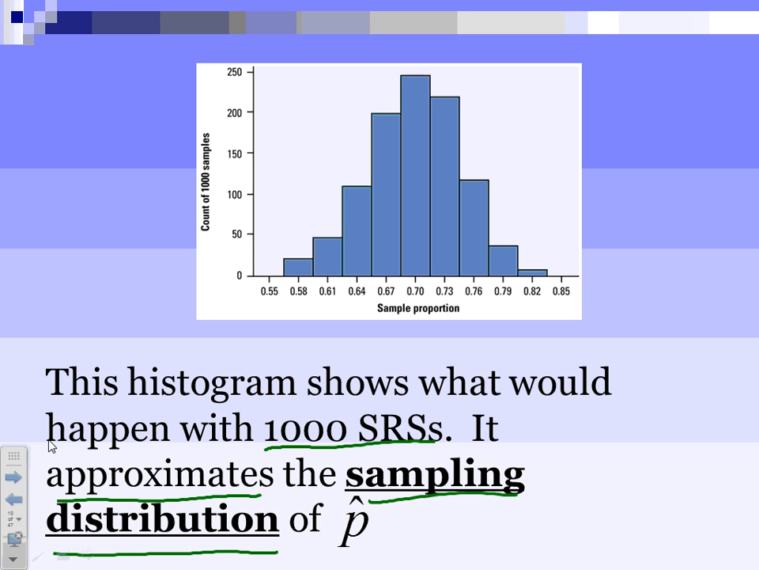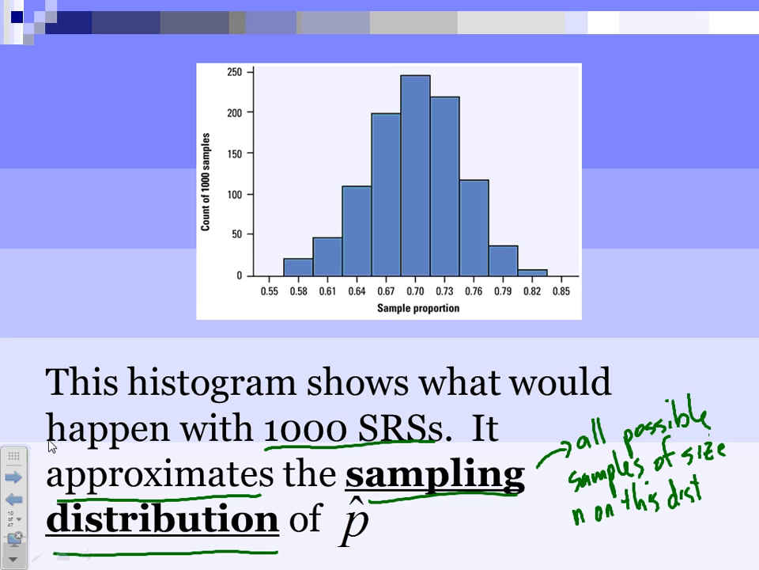The sampling distribution is all possible samples of size n on this distribution. Okay? Now it says it approximates it because it's only 1,000. Clearly there are going to be a lot more than 1,000 possible samples for any population of any real size there. Now if we were to look at it, what about the shape?